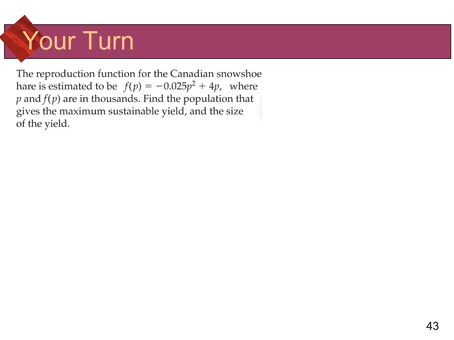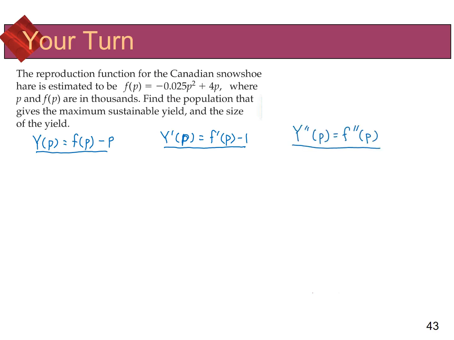So now I'm working a little bit differently. I don't focus my attention on f so much as I do the y function. I know that the yield function y of p is given to me by f of p minus p. I know that y prime of p is equal to f prime of p minus 1, which would be a natural consequence of me taking a derivative. And of course, because of that, y double prime of p and f double prime of p are going to be the same function by that point, because the only thing that's different between y prime of p and f prime of p is a minus 1, which when I differentiate that becomes nothing.